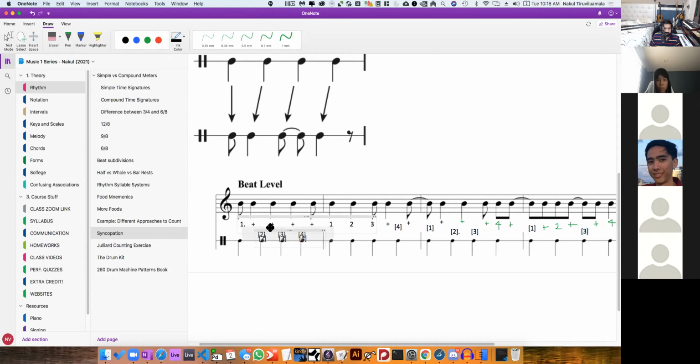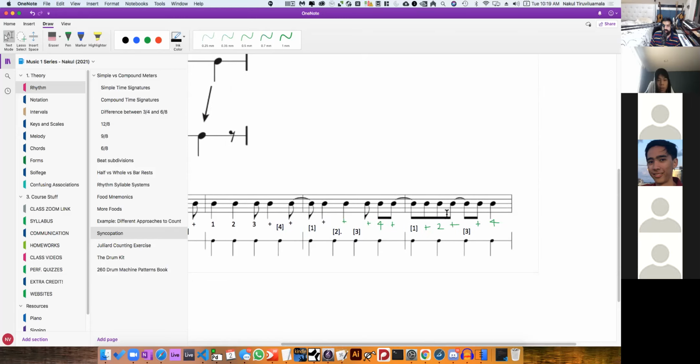So let's try this out, okay? Okay, so let's actually try to say this one, okay? Whisper the beats that are inactive, the big beats that are inactive. 1 and 2 and 3 and 4 and 1, 2, 3 and 4 and 1 and 2 and 3 and 4 and 1 and 2 and 3 and 4.